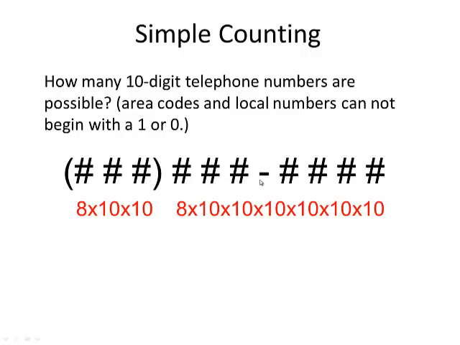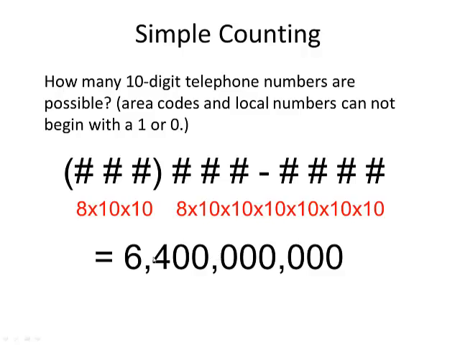And then for the local part, where you don't have to dial the area code, you can't use a 1 or a 0 again, so there's 8 times 10 times 10 times 10 times 10 times 10 times 10. So it'll be 8 times 8 is 64, with 1, 2, 3, 4, 5, 6, 7, 8 zeros behind it. So it's 8 times 8 with 8 zeros behind it.